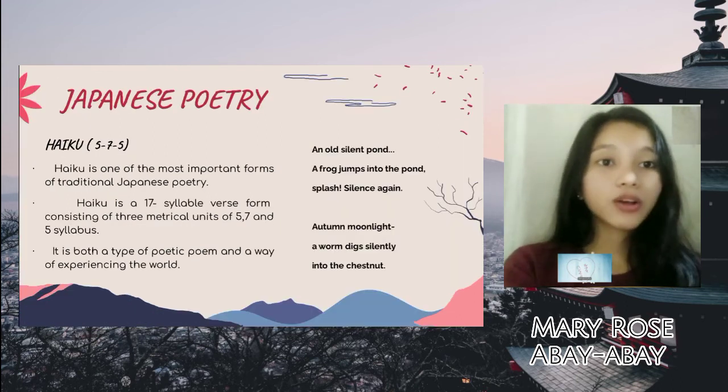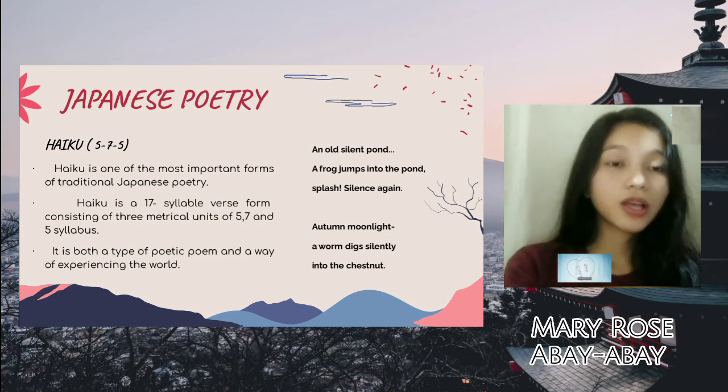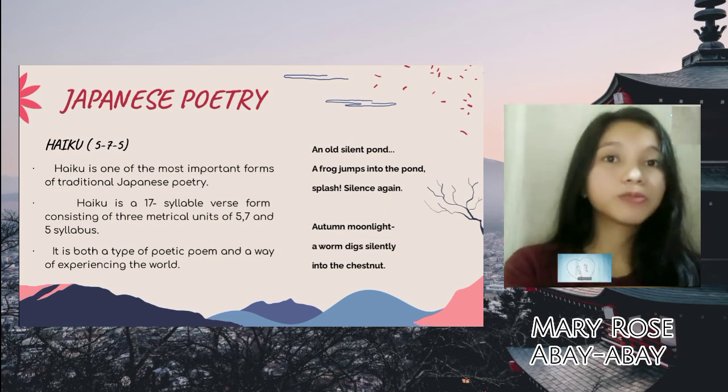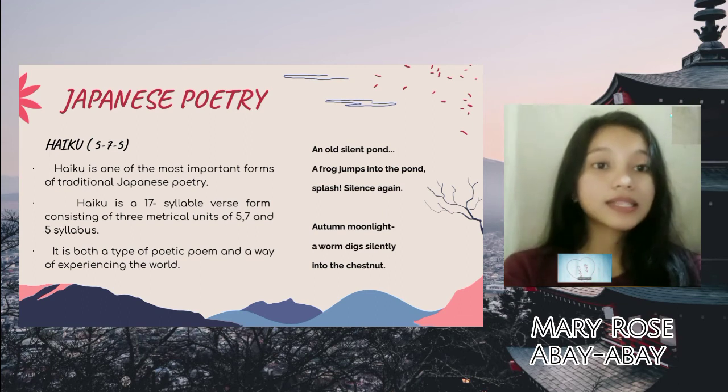Next is Japanese poetry. So, haiku is one of the most important forms of Japanese poetry, and haiku is a 17-syllable verse form consisting of three metrical units, the 5-7-5 syllables, and it is both a type of poetic poem and a way of experiencing the world.